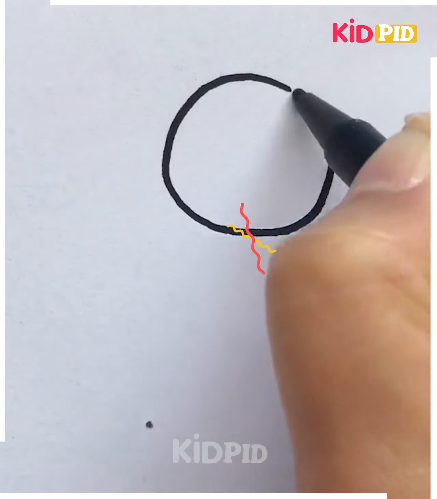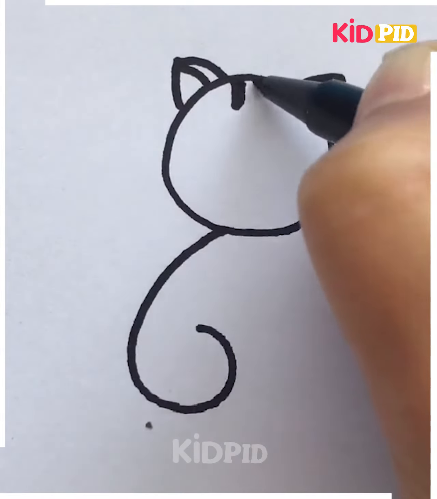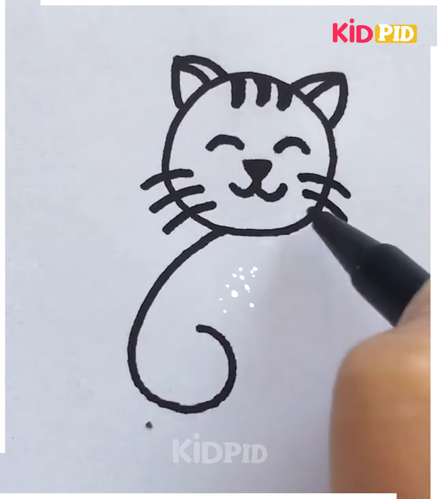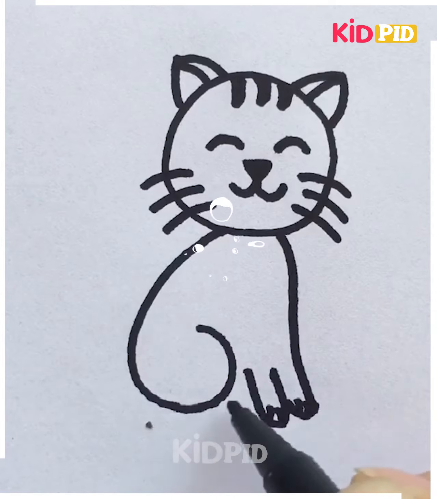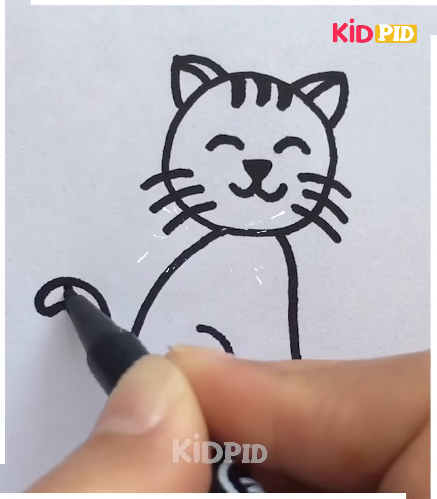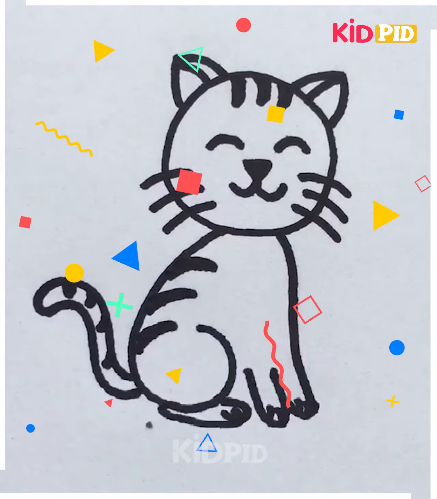Now we'll go for a cat who is smiling. Yes, so these are the face and whiskers of the cat, a tail obviously, and now this drawing is completed.